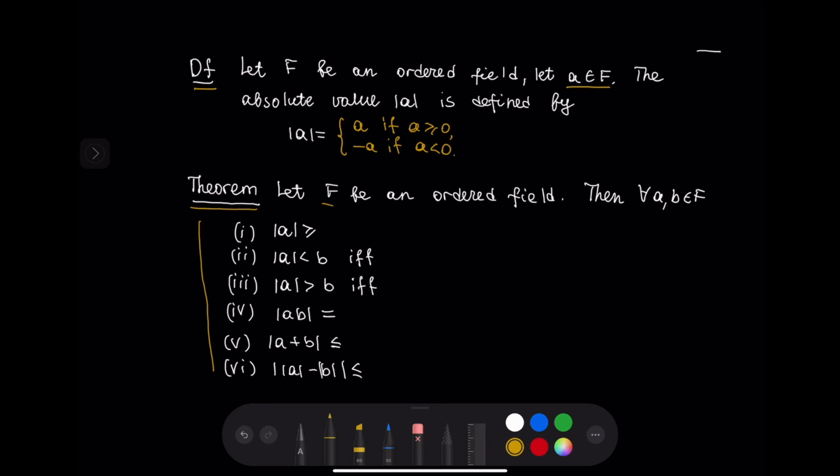So let F be an ordered field. Then for every two elements A and B in F: the absolute value of A is greater than or equal to 0. The absolute value of A is less than B if and only if A is in between negative B and B. The absolute value of A is larger than B if and only if A is less than negative B or A is larger than B. The absolute value of the product AB is the absolute value of A times the absolute value of B. The absolute value of A plus B is less than or equal to the absolute value of A plus the absolute value of B. This one is called the triangle inequality.